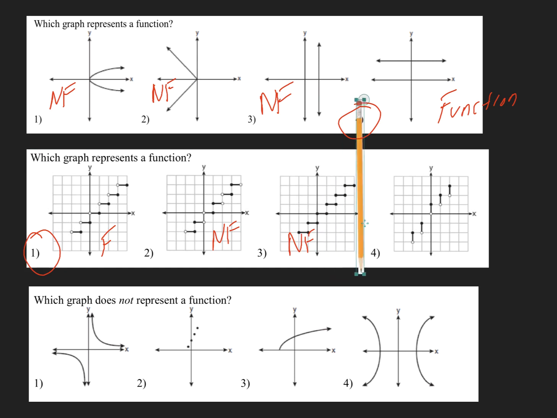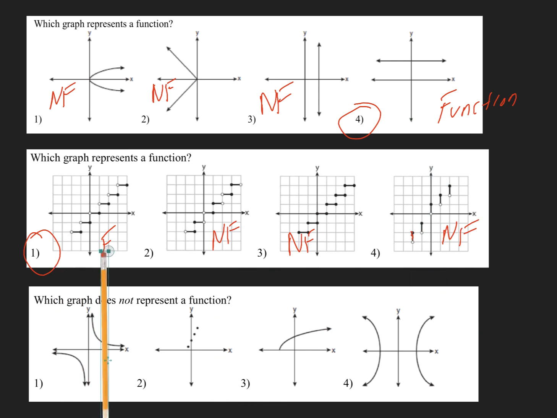Let's get my pencil. If I go here, notice that part of this line is vertical. So for emphasis, notice that you're touching here, here, here, here, here. You're not touching the open circle. But before you can get to the open circle, you have touched multiple places on the graph, therefore not a function. Okay, last one. Which graph does not represent a function?